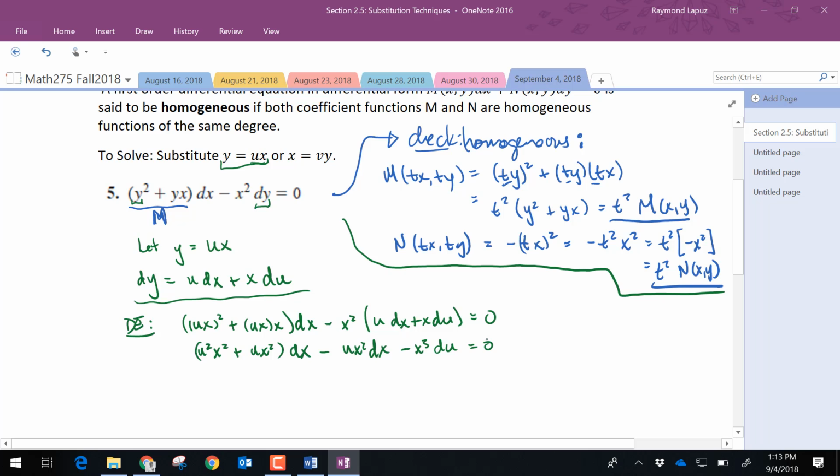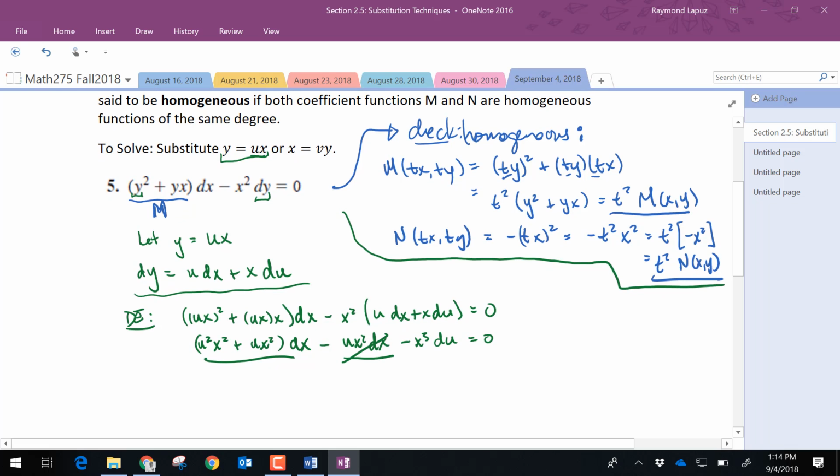So it looks like we can combine a couple of things, or maybe not even combine, just cancel. There's a ux squared dx and there's a minus ux squared dx. So it looks like we can get rid of that. And what do we have left? U squared x squared dx minus x cubed du is equal to 0.